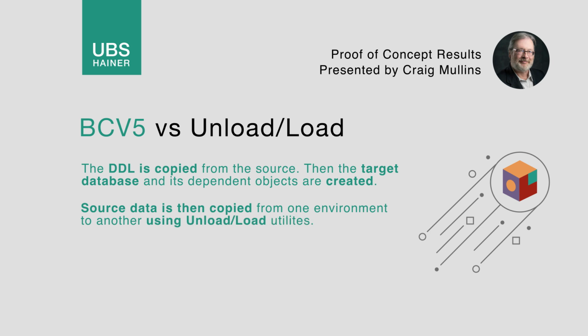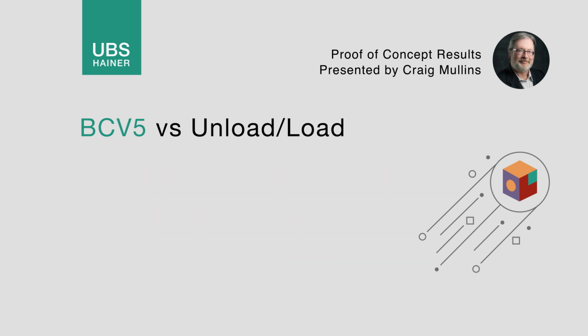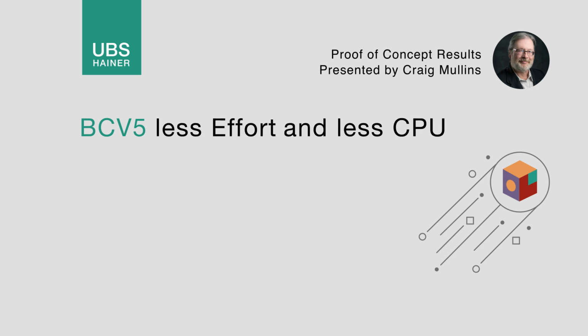The goal for this prospect was to see if there was a more efficient and easier way to copy DB2 data for this setup. They worked with UBS Heiner to conduct a proof of concept for BCV5 and looked at whether it would be a suitable replacement for their existing setup. The result of the test was that BCV5 requires less effort and requires a lot less CPU to run.